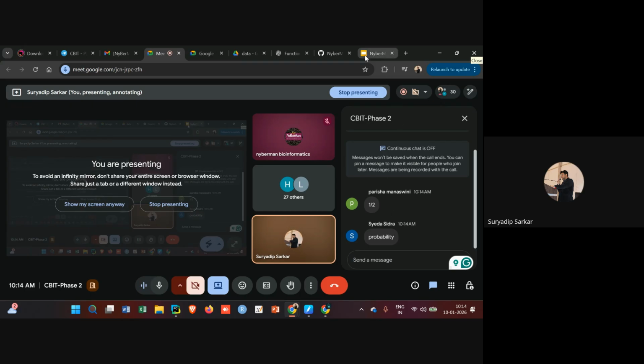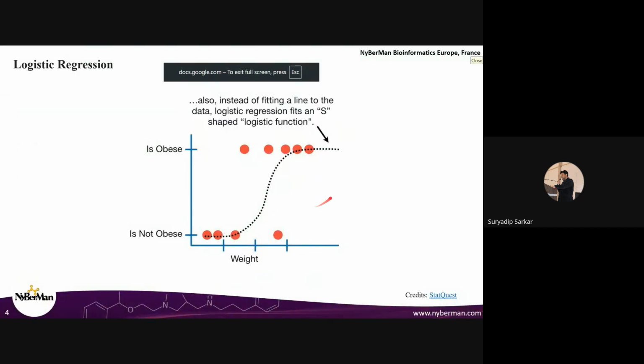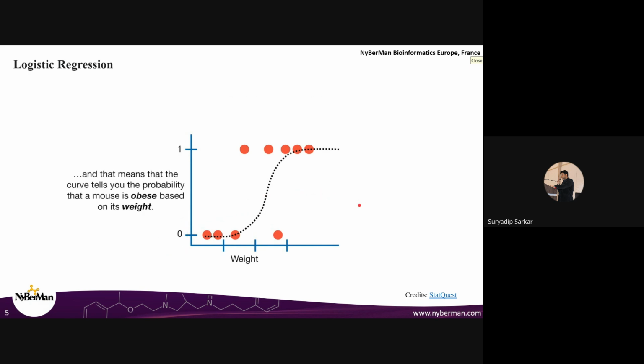Okay, now let us go back to the slides and see what exactly we do in logistic regression. As you can see here, it fits such an S-shaped curve to the data, right? And these are your y-axis, where we have basically just discretized the y-axis and we have kept the two possible outcomes here. So this means that the curve tells us, which is exactly what I said, the probability that a mouse is obese based on its weight.